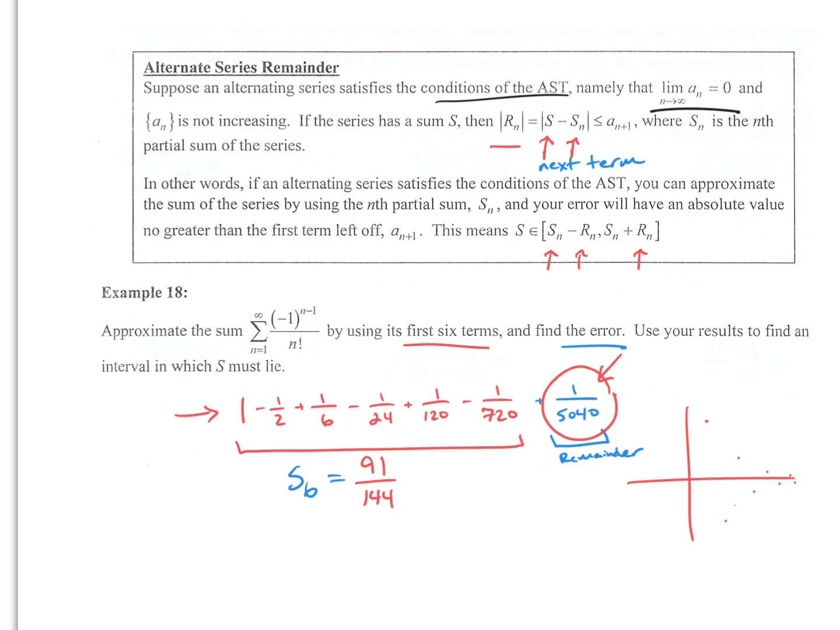Does this make sense? All right, and so what we're going to do is when we find our interval in which our sum might actually lie, we're going to add 1 over 5,040 for my upper bound, and we're going to subtract 1 over 5,040 for my lower bound. So my sum is actually going to be equal to, so my lower bound is what? 199 over 315. And then my upper bound is actually 177 over 280. All right.